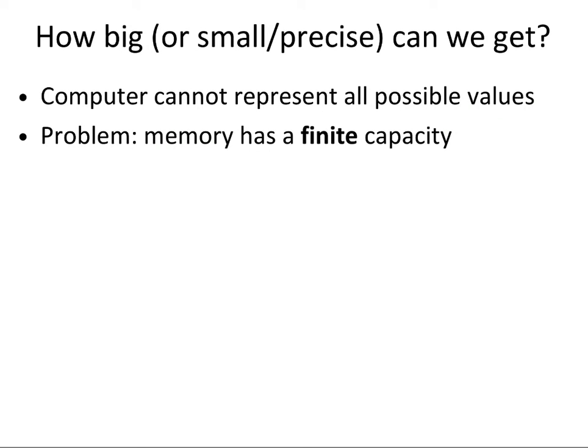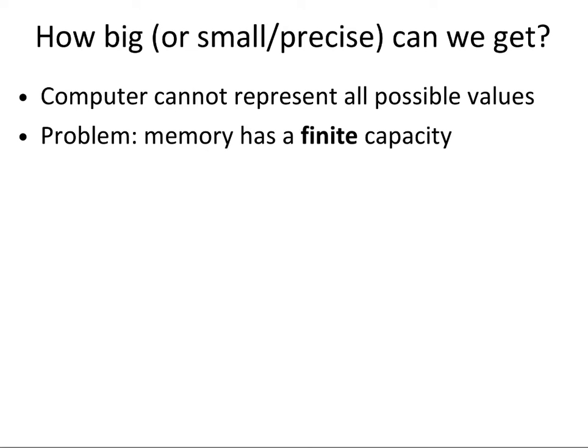Now, one thing to consider in storing numbers on a computer is that the type of data that we make a number can influence the size of the number or how many significant digits we can represent, so how small or precise for the number. Because a computer actually cannot represent all possible values for every number that exists.